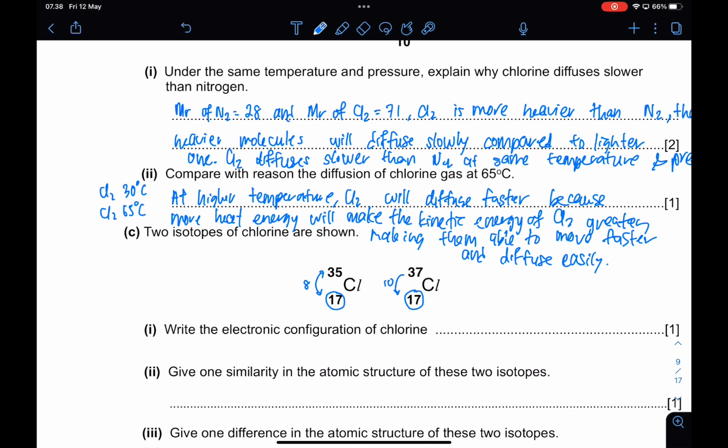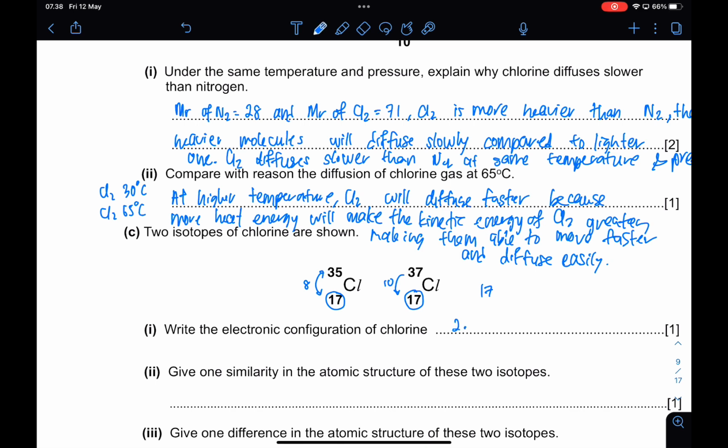Now, write the electronic configuration of chlorine. In order to write the electronic configuration of chlorine, should I take the smaller number or the bigger number? Smaller, because we take the number of protons. Number of protons is the same as number of electrons. So 17.